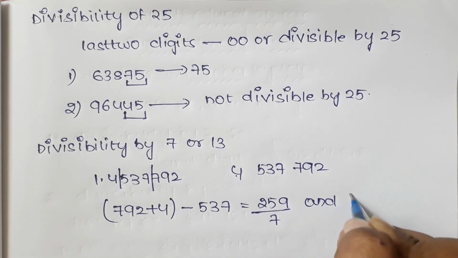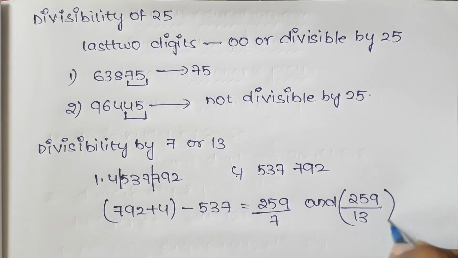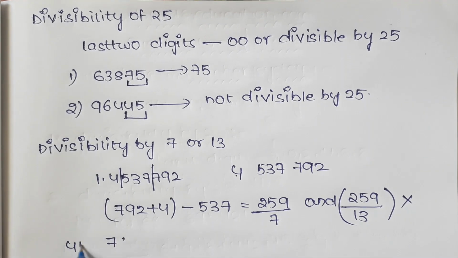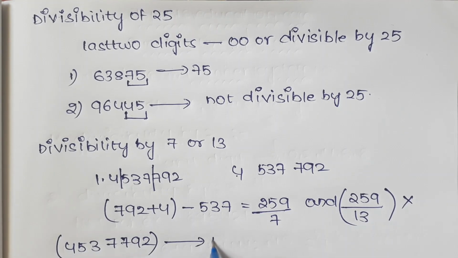Here we get that 259 is divisible by 7, but it is not divisible by 13. And 259 by 13, it is not divisible. So the given number 4537792 is not divisible by both 7 and 13.